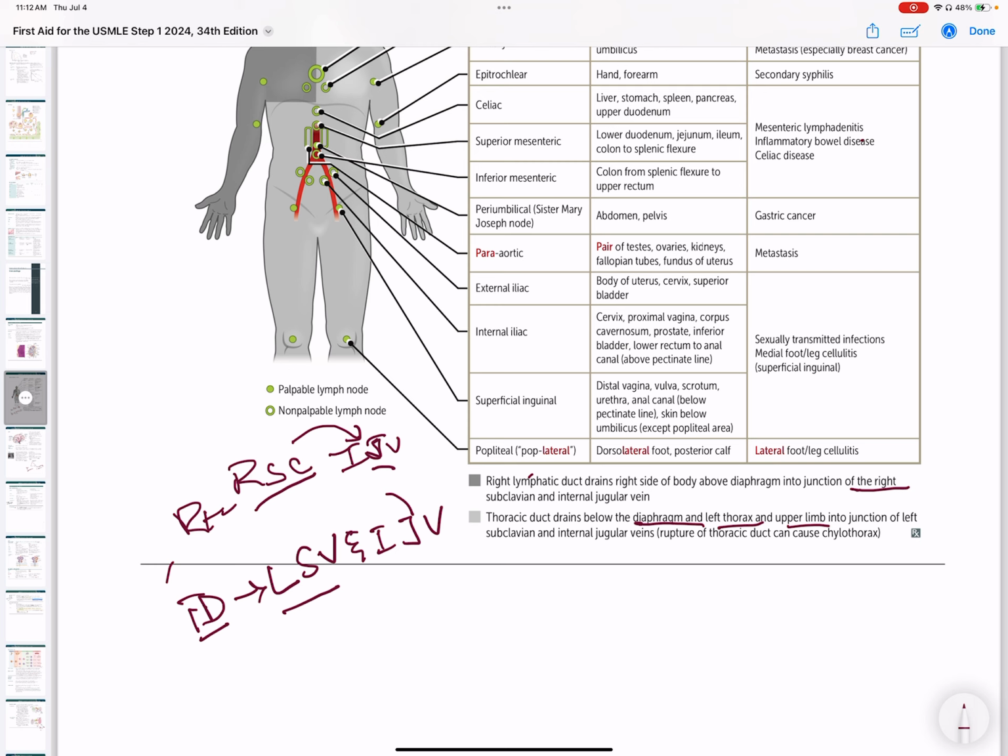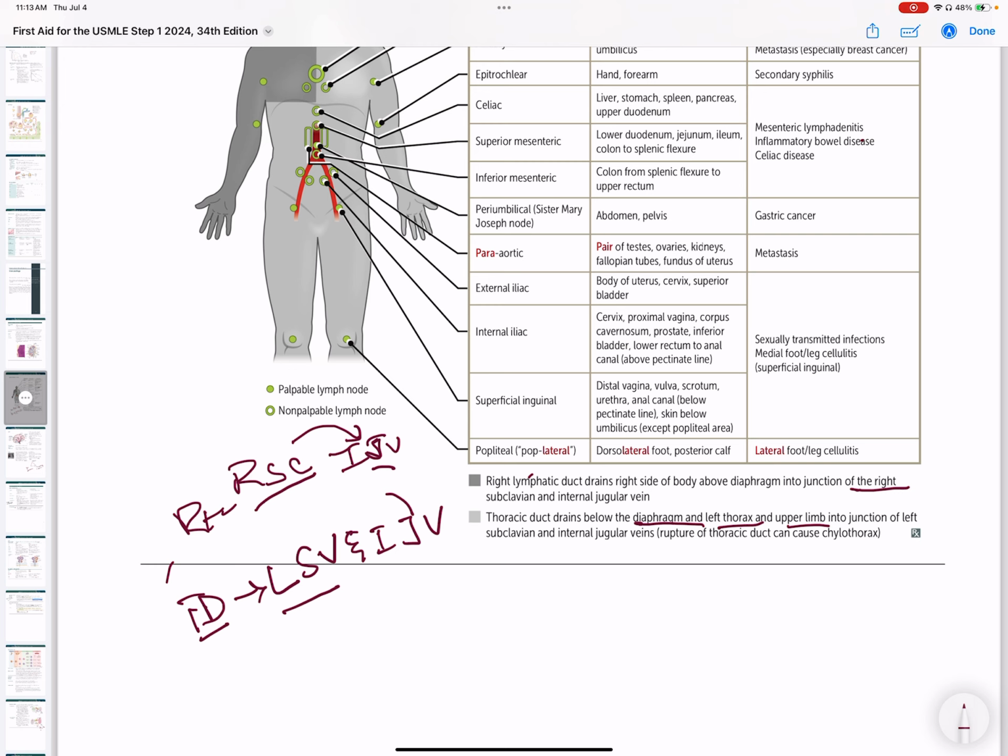Superficial inguinal, we have distal vagina, vulva, scrotum, urethra, anal canal below the pectinate line, skin below the umbilicus except popliteal area. All the sexually transmitted infections, medial foot, leg cellulitis, superficial inguinal. Next we have popliteal: dorsolateral foot, posterior calf, lateral foot or leg cellulitis.